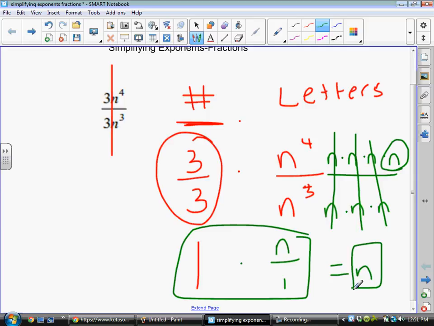Another way to think about this exponent part is to think about where there are more n's, the 4 or the 3? Are there more on the top or on the bottom? Well, there's more on the top. How many more are on the top versus the bottom? There's 1 more. So that's another way to think about it. I'll show you that in this next one.